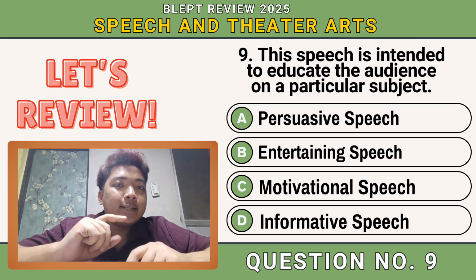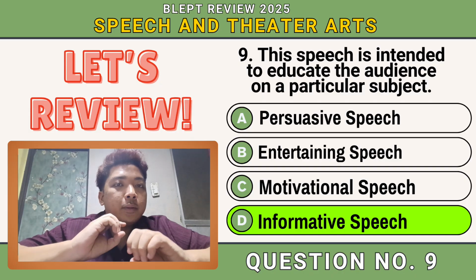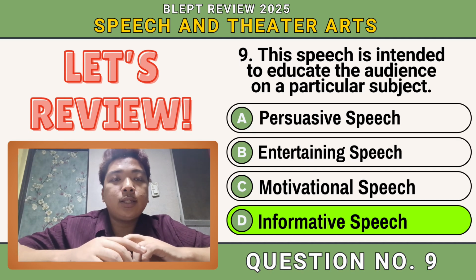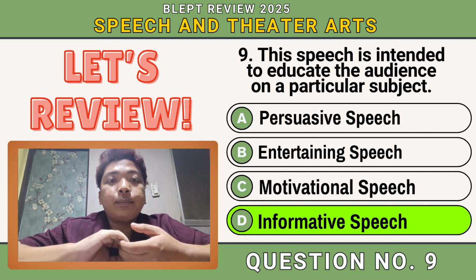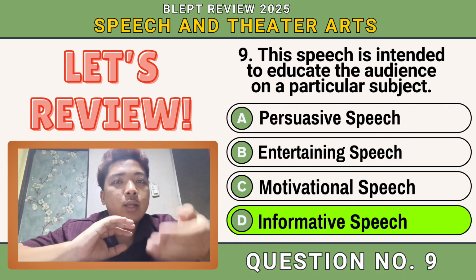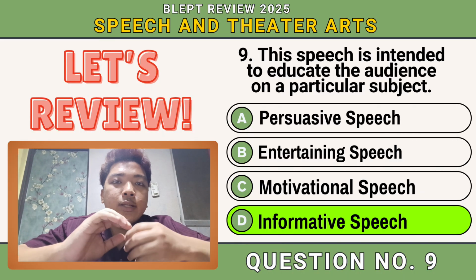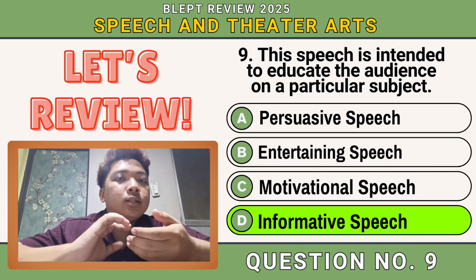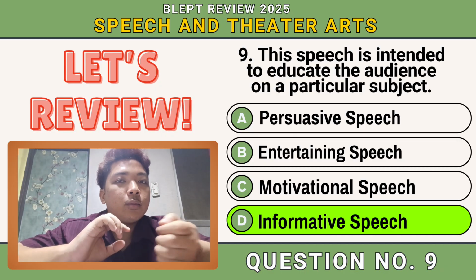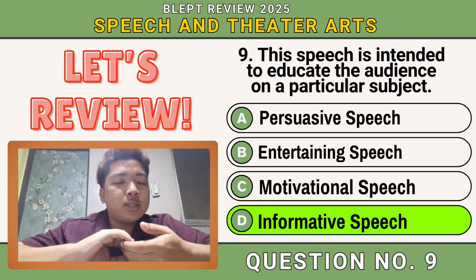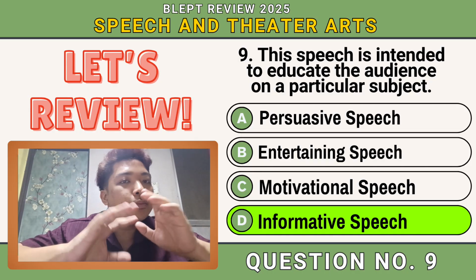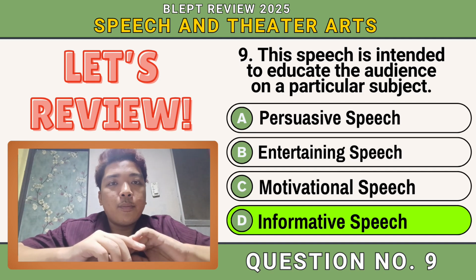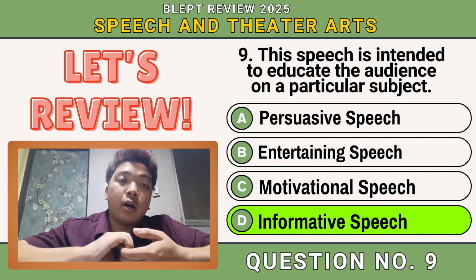Okay, time's up. The correct answer is informative speech. An informative speech shares information to help others grasp the concepts and ideas being discussed. During an informative speech, the speaker explains, shows examples, or goes into detail about a topic. Why is it not persuasive speech? Because persuasive speech seeks to convince the audience to adopt a certain viewpoint or take a specific action. Letter B, the entertaining speech, is primarily intended to amuse the audience. And lastly, the motivational speech is to inspire and encourage the audience.